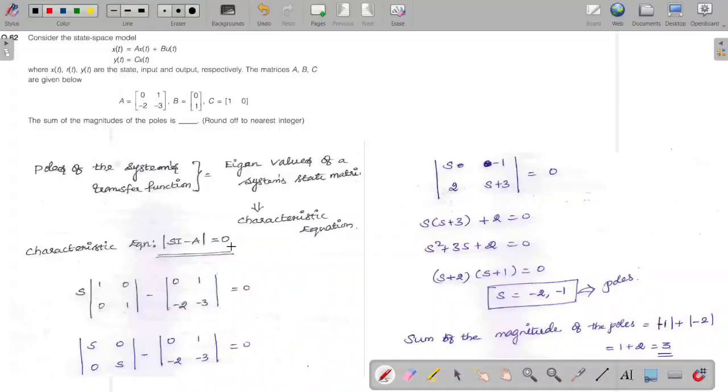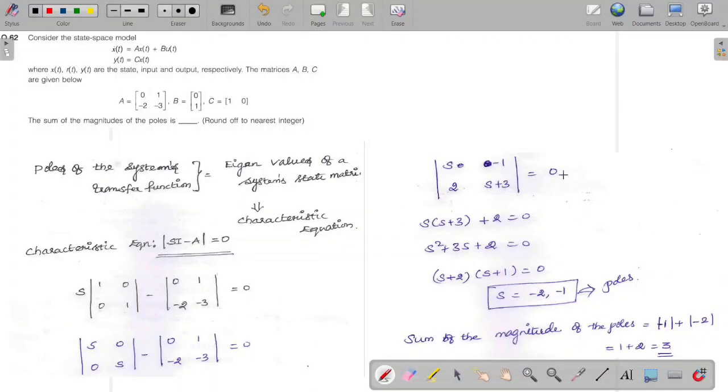determinant of (sI minus A) equal to 0. Here sI is an identity matrix. We have A as a 2 by 2 matrix, hence we use the 2 by 2 identity matrix minus the state matrix A, which is [0, 1; -2, -3], equal to 0. Then we multiply s with the identity matrix and we get [s, 0; 0, s] minus [0, 1; -2, -3]. Subtracting these two, we get [s, -1; 2, s plus 3].